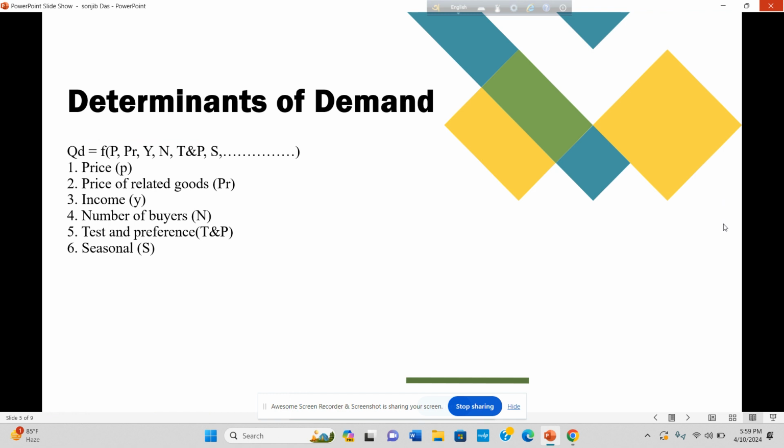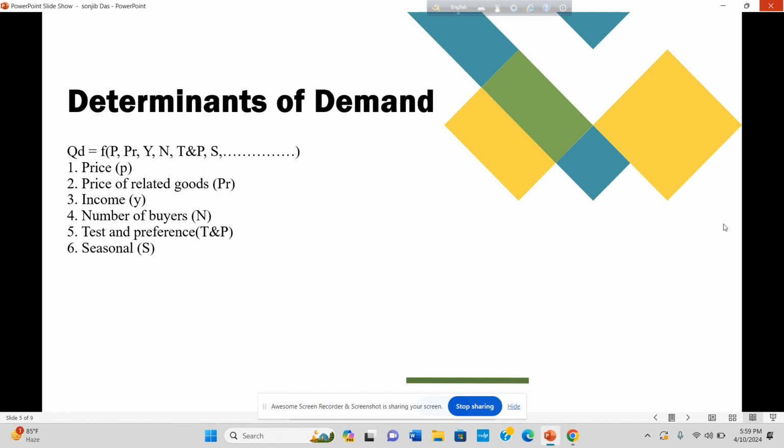Next, we move to the determinants of demand. The first determinant is price. This is perhaps the most significant determinant. As the price of a good increases, the quantity demanded typically decreases, and as the price of a good decreases, the quantity demanded typically increases, assuming all other factors remain constant. And the second determinant is the price of related goods. There are two types of related goods, substitutes and complements.